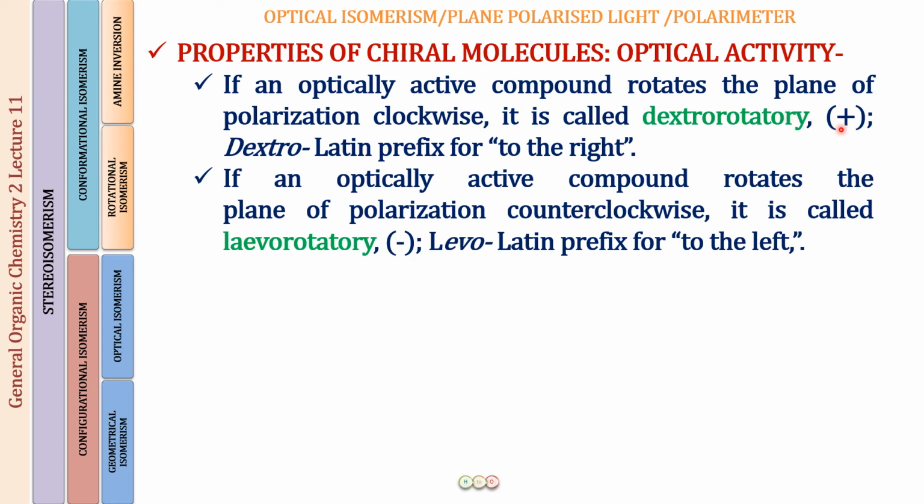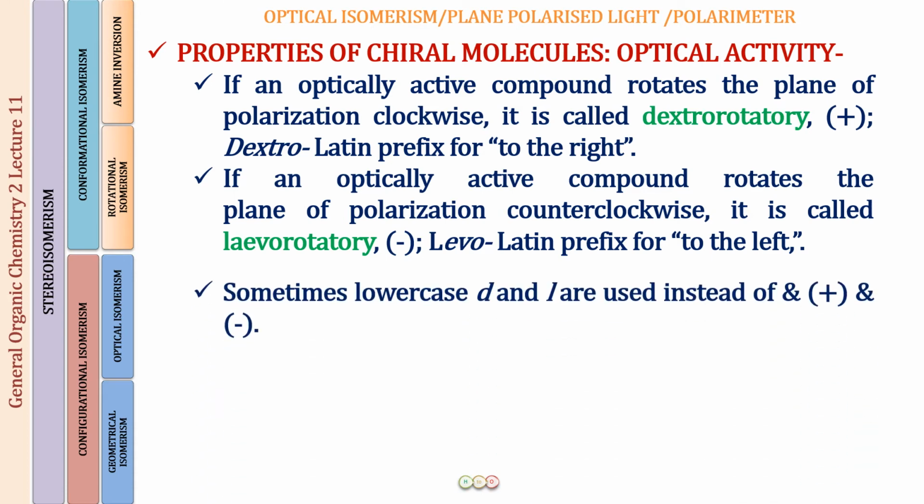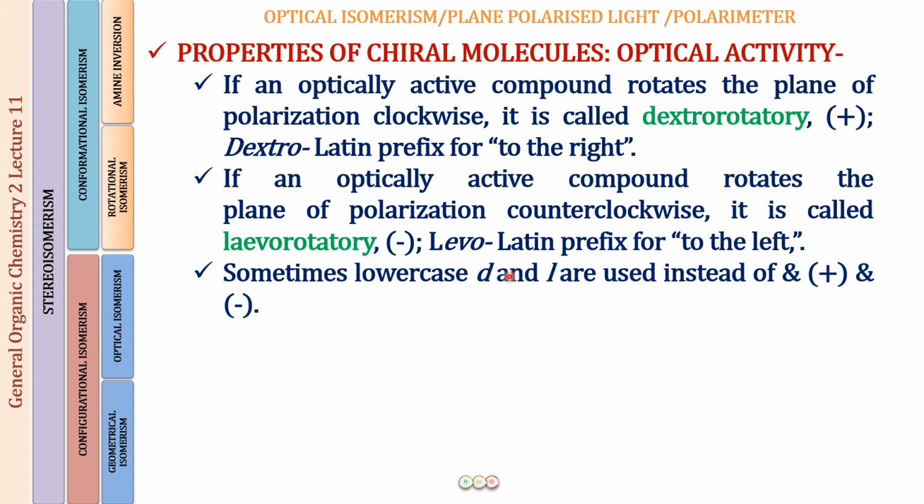Alright, I hope you will remember this. It is very easy to remember also. Levo starts with L and left also starts with L. So left means levo and obviously right is going to be dextro. And sometimes, instead of the plus and the minus symbols, we also use the lowercase d and l to tell whether the compound is dextrorotatory or levorotatory.